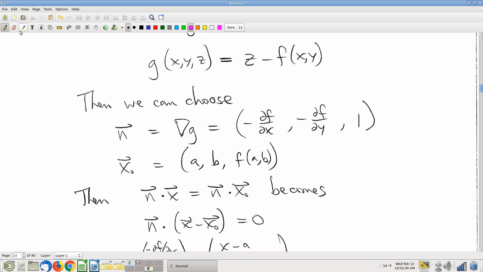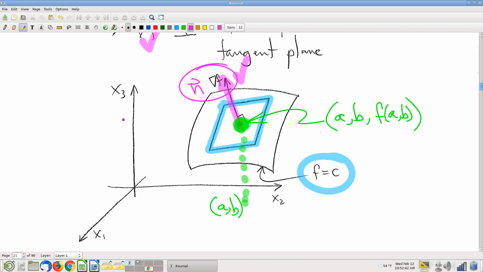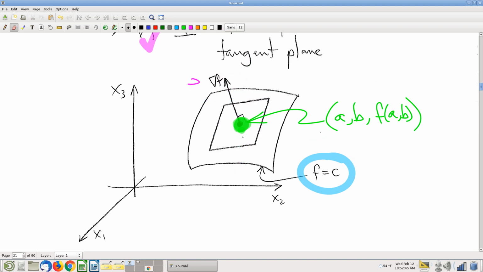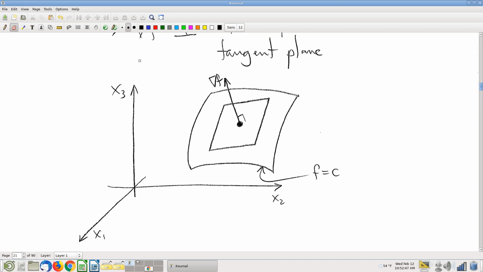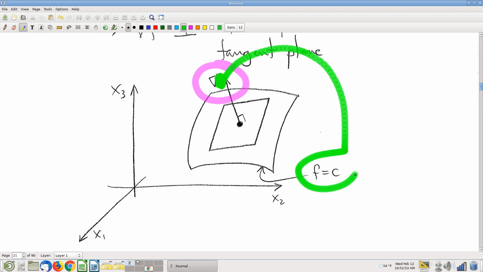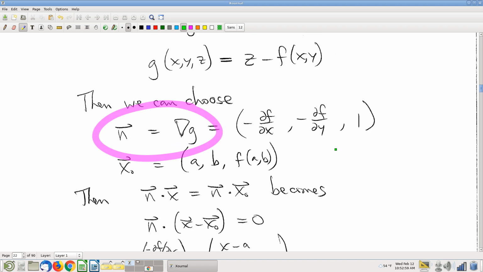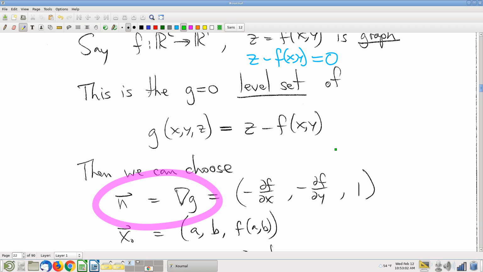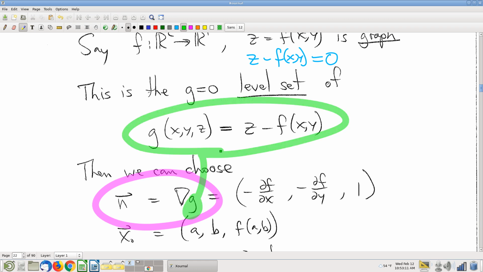Excuse me. So here's our normal vector. We're just going to use the gradient. Now, I emphasize the gradient of the function whose level set we're looking at, right? And that's right here on this picture. It's the gradient of the function whose level set I'm looking at. So in this context over here, what function is it whose level set I'm looking at? Well, I'm looking at the level set of g. So specifically, it's the gradient of this function g.